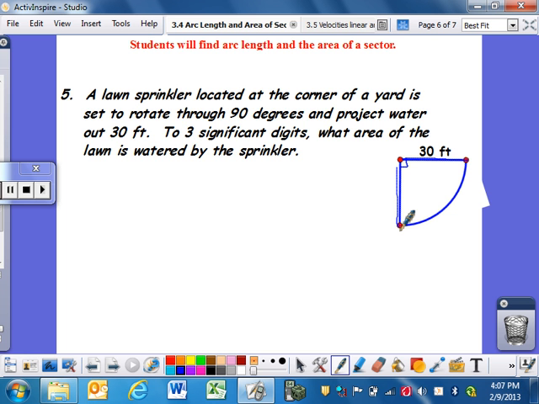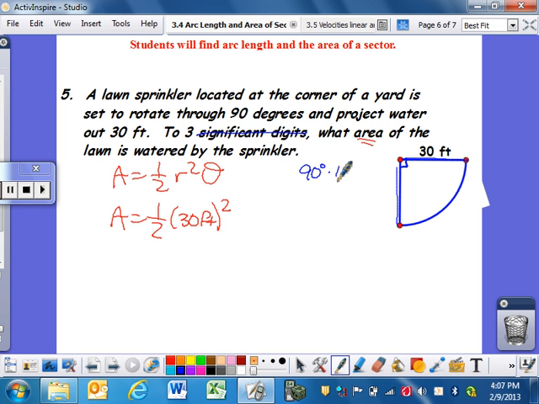Now, to 3 significant digits, once again, I don't like this significant digit thing, so let's just assume round to the hundredths spot unless I say different. And what is the area of the water the sprinkler is going to hit? So once again, if I say area, just write the area formula down. 1/2 r squared theta. Can I find my radius? Well, radius is pretty easy, because I actually tell you that it projects 30 feet. And then what is my angle? If this is 90 degrees, what is 90 degrees as a radian measure? Hopefully some of us instantly recall that it's pi over 2.